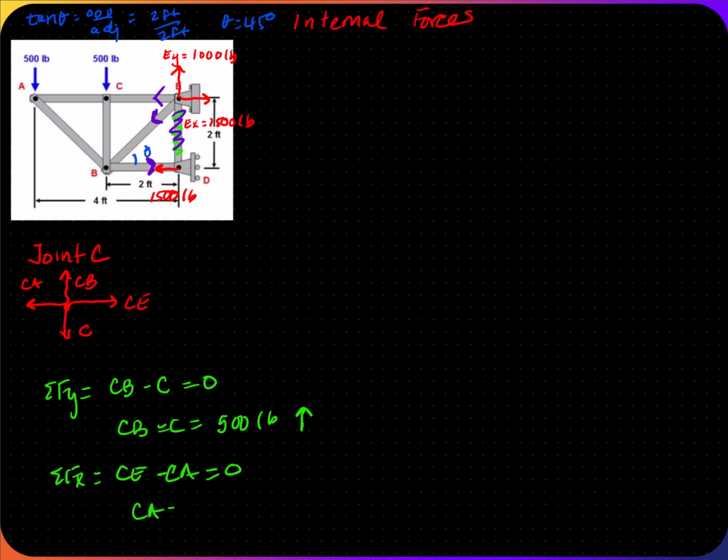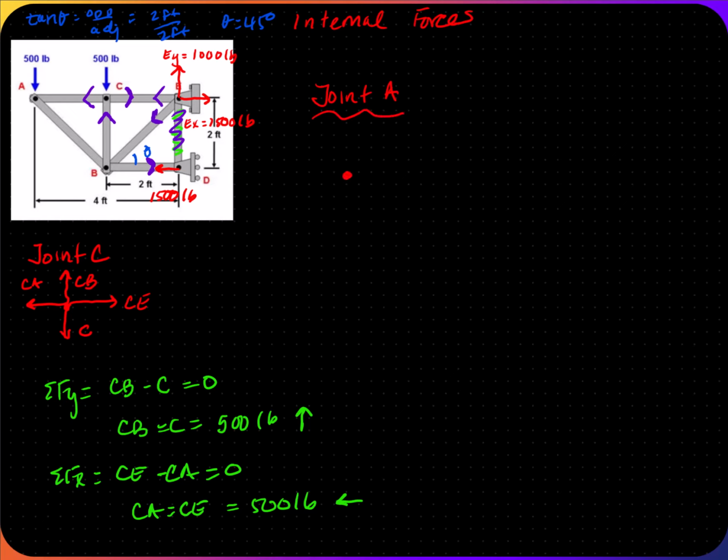So CA is equal to CE. And we calculated CE to equal 500 pounds. And so our direction is correct. CA is to the left. So I'm going to label the drawing. So CE is going to be to the right. CA is going to be to the left. And CB is up. So now we're going to move to joint A.